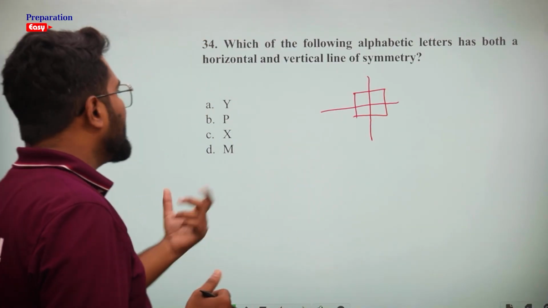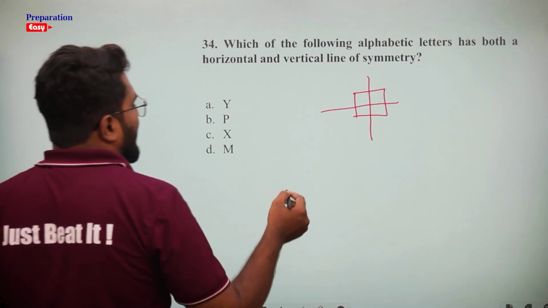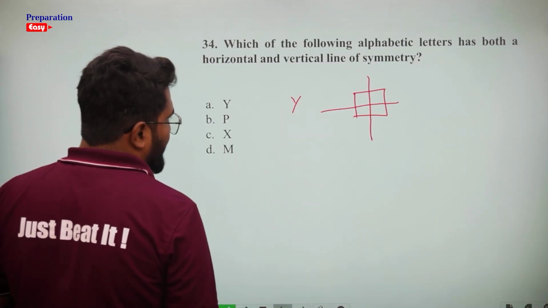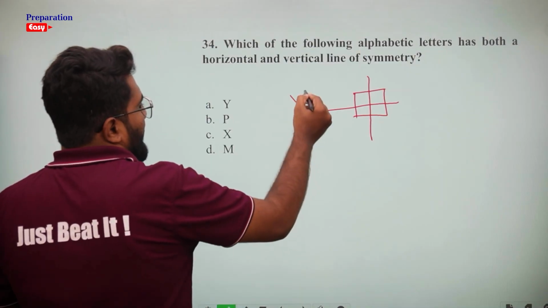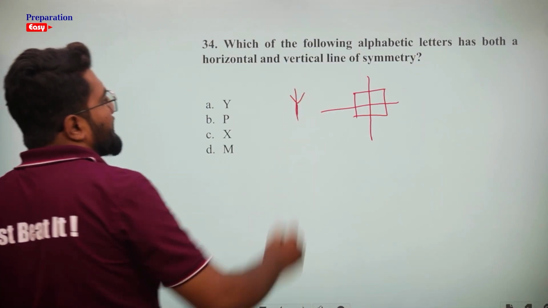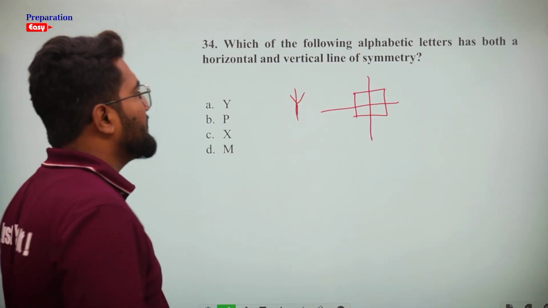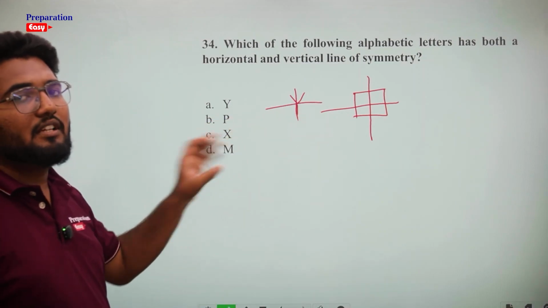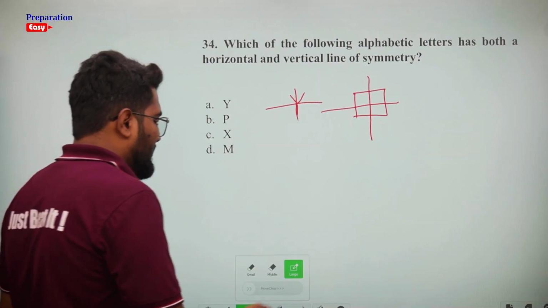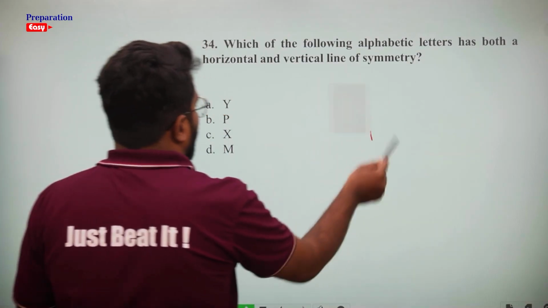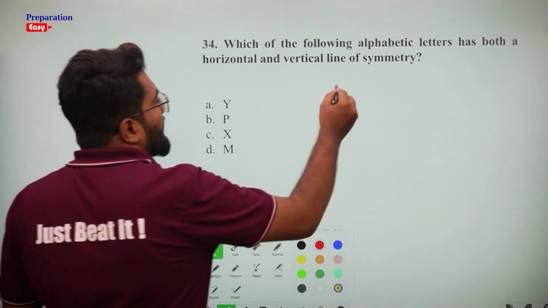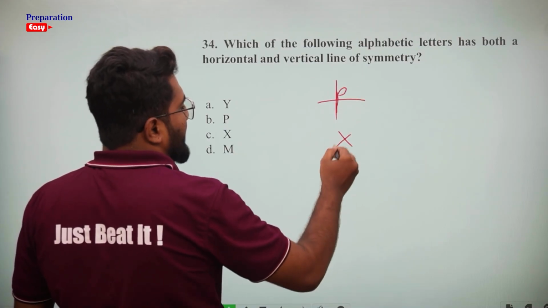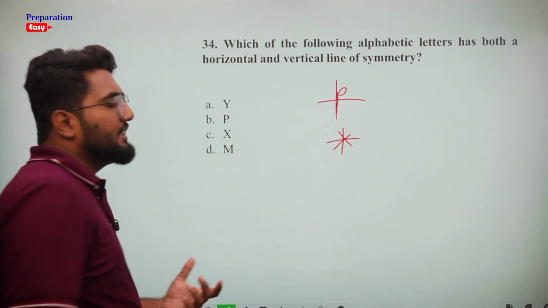So we have to check Y, P, X and M. For Y, if I divide it from the middle, this is Y. If I divide it from the middle, it will become two halves, but if I divide it like this, it will not be similar. So Y is not our option. Next is P. Obviously P is also not there. Then X. Yes, X is exactly the same.